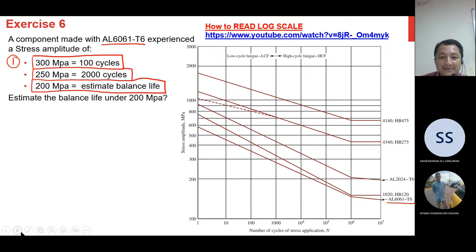So 300 megapascal. Very clear cut, you can read that, right? It's here. If you run 300, we should be able to survive up to 100. Here maybe. What's that? Read the log scale, remember. It's not a linear scale, it's a log scale. How much is this? Say roughly 0.7.